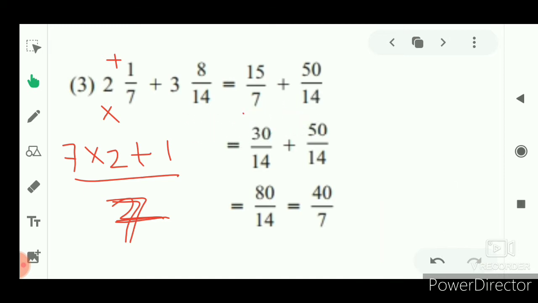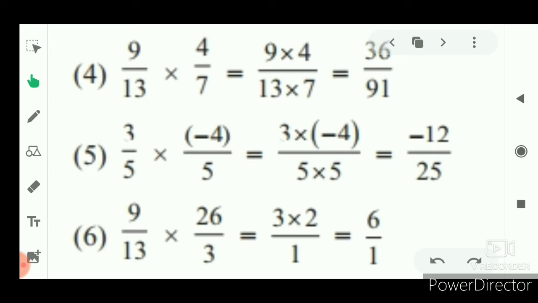Now here is the number 15 by 7 plus 50 by 14. We can easily make 7 into 14 by multiplying it by 2. 7 into 2 will become 14 and 15 into 2 will become 30. Then 30 by 14 plus 50 by 14 will remain as it is. Then denominators of both the numbers are the same, so we will write the common denominator 14 and we will add the numerators of both, that is 80 by 14. Now if we cancel it by 2, then 2 7s are 14 and 2 40s are 80. So 40 by 7 is the right answer of that question.